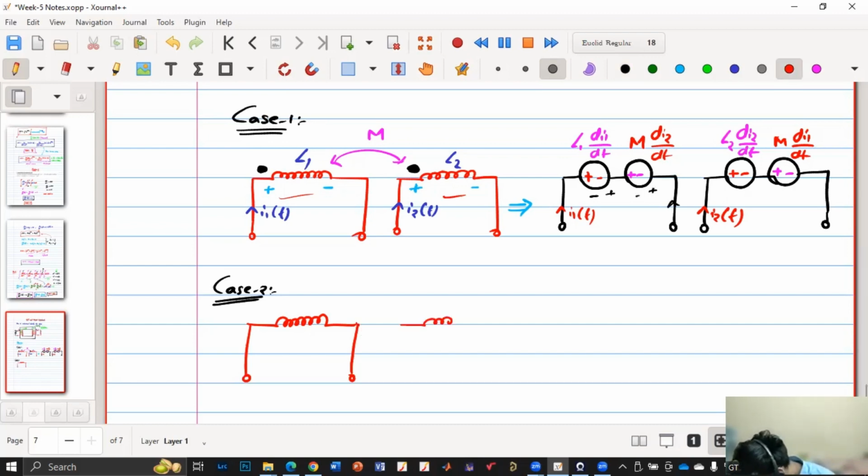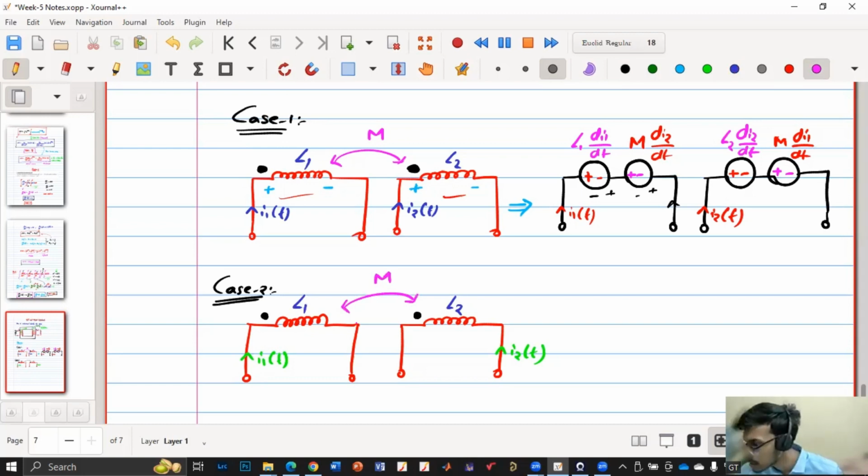if you have any doubts, please ask, because after this I will be going into the problem solving session. And if you have any difficulty understanding this, it will be difficult for you later also. So I1(t) is entering the dot and I2(t) is leaving the dot. So now what will happen? This is L1, this is L2, and this is M. Okay, until this point, is this clear to you, everyone?